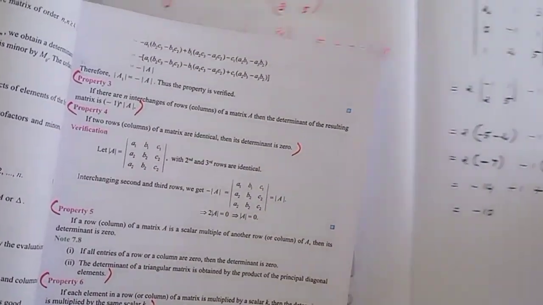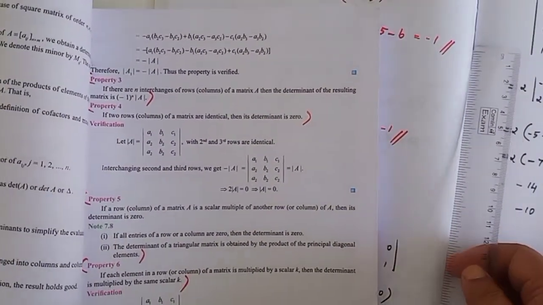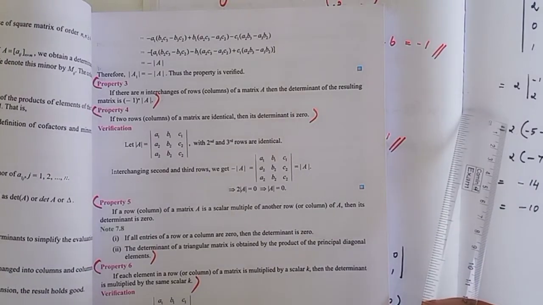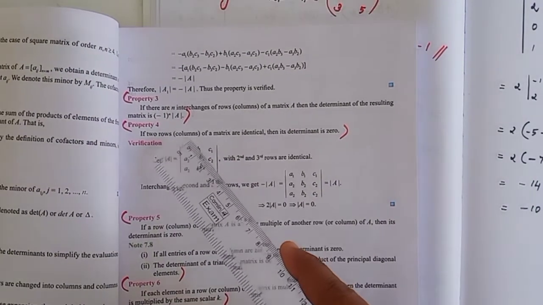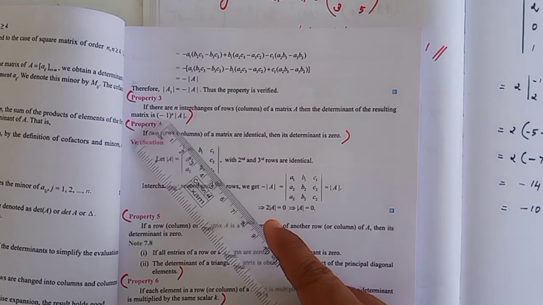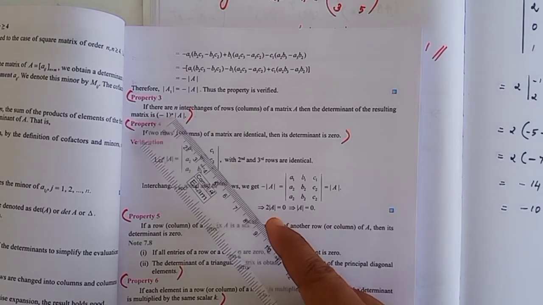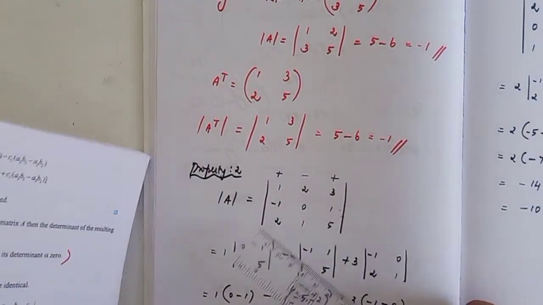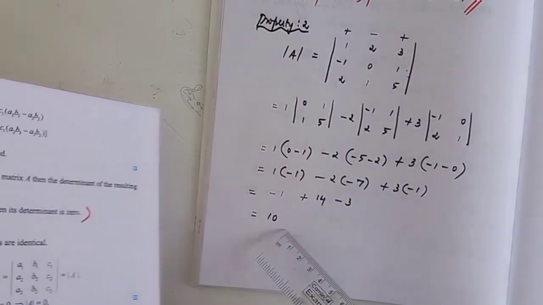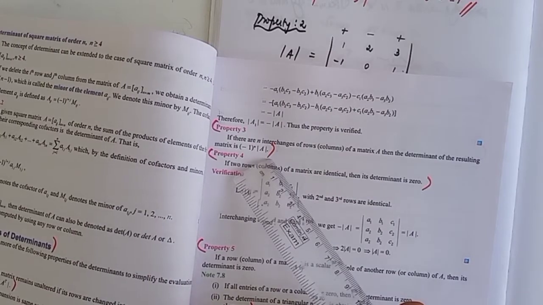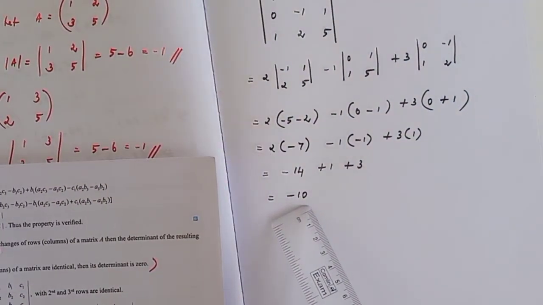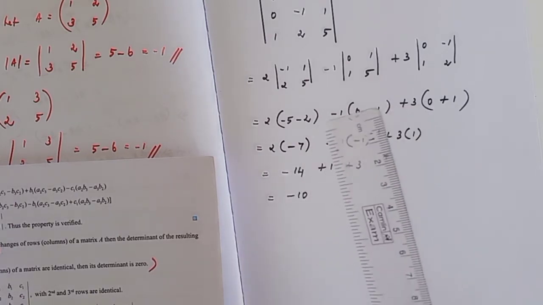In property number 2 example, I interchange the 2 rows for only one time. So if we replace n by 1, minus 1 power 1, that is minus 1 into determinant of A. We know the determinant of A in property 2 is 10. So minus 1 into 10, that is equal to minus 10. Look at that, minus 10, because we interchange the rows for only one time.